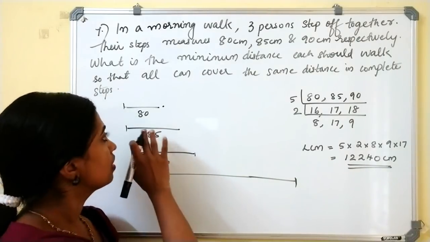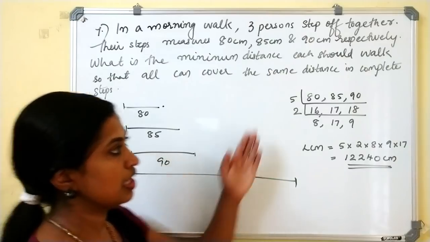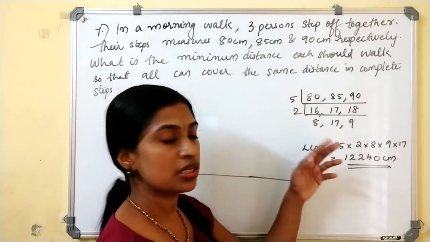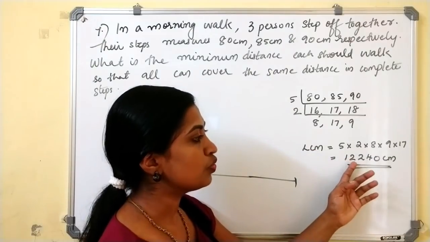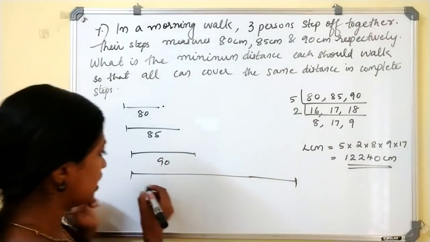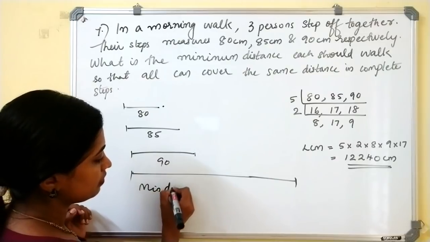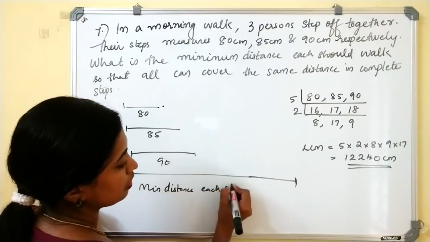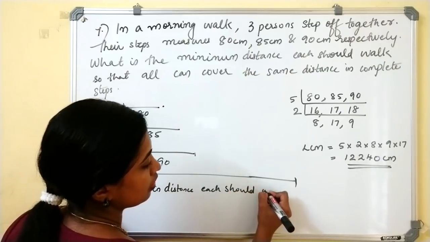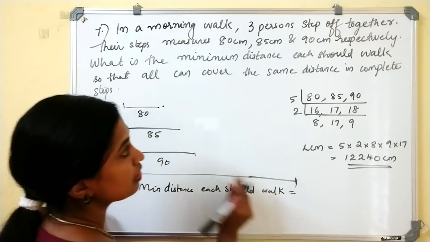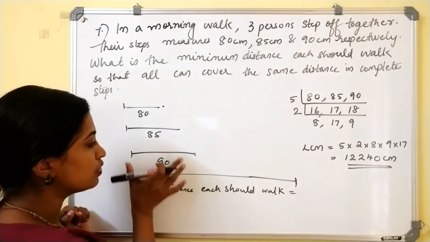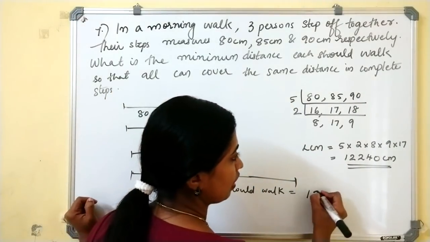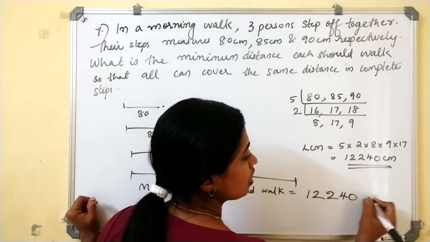80, 85 and 90. LCM of 80, 85 and 90 is, we have divided by 5, then again with 2, etc. We will get LCM as 12240. So, the minimum distance that each should walk to cover the same distance with the footsteps of 90 cm, 85 cm and 80 cm, their LCM, that is 12240 cm.